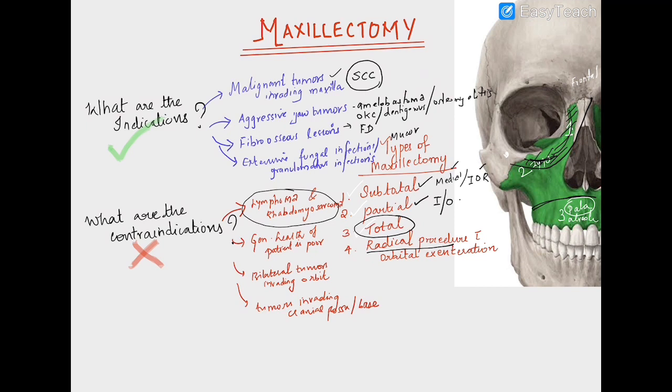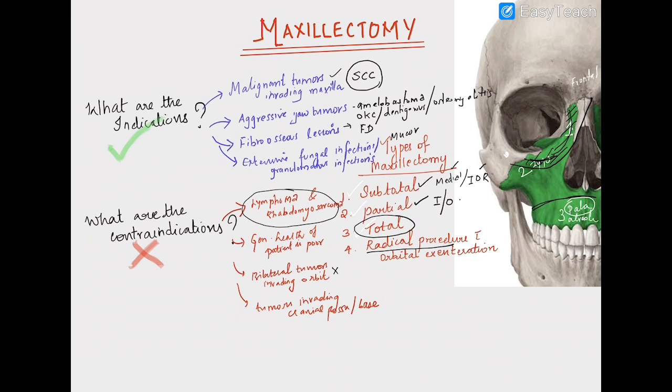Number two, if the general health of the patient is poor, if he or she is immunocompromised, or if they have uncontrolled diabetes, and if the prognosis is poor, we can avoid the surgery. If there is a bilateral maxillary tumor extending into the orbit, we are not supposed to do this surgery. And also in case of tumors where there is an extension into the cranial fossa or cranial base, this surgery is contraindicated. So these are the indications and contraindications of the maxillectomy procedure.